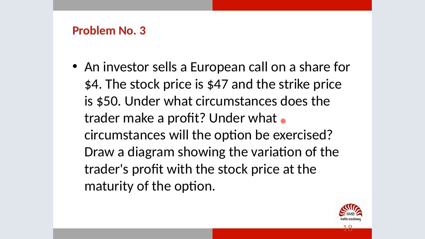Not less than. How can it be less than? It's the other way around, right? 54 is correct because strike price is 50 plus 4, which is 54. So he makes a profit when the price is greater than 54, not when it is less than 54. It has to be greater than 54. And if you draw the graph, this is how the graph will look like.